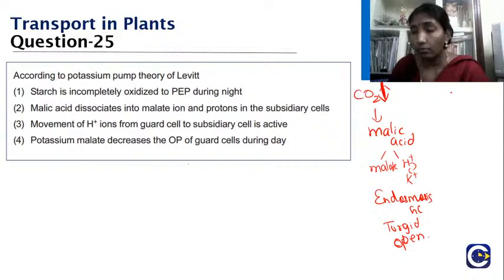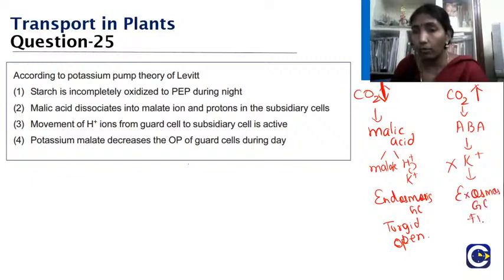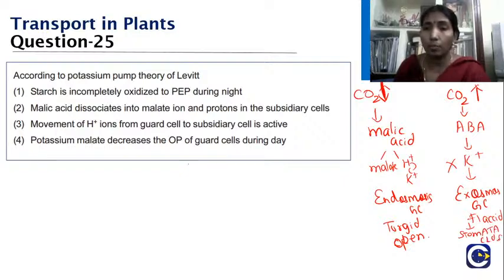What about here? Here the carbon dioxide is increased during the night time. What happens? Aspartic acid is released. No more potassium exchange, it's all stopped. So there will be exosmosis of the guard cells, so they become more flaccid, and the stomata will be kept closed. Okay, so this is the scenario that we spoke about.